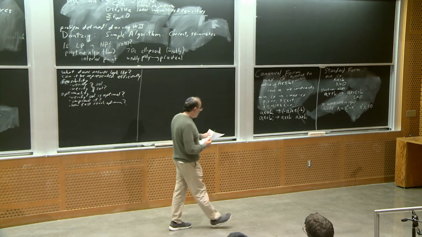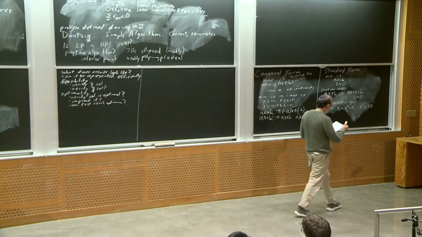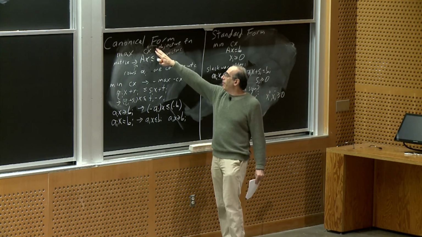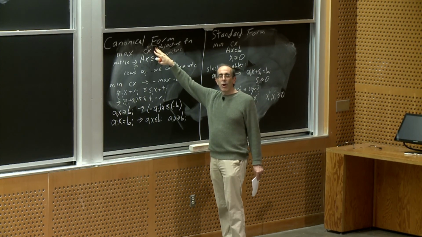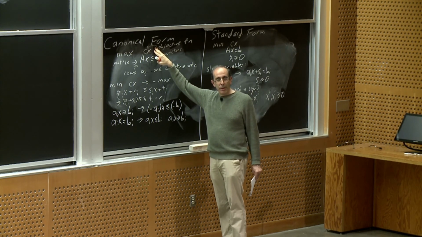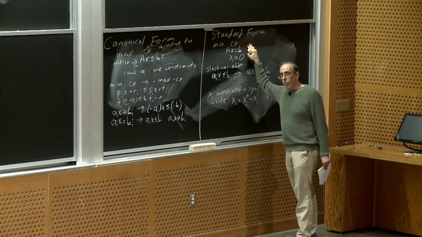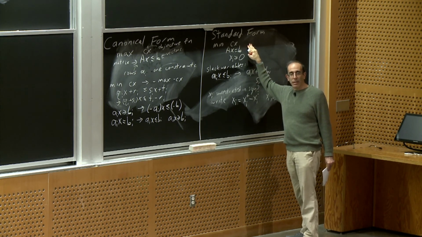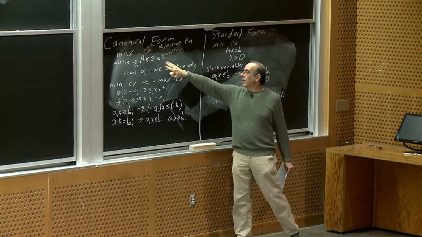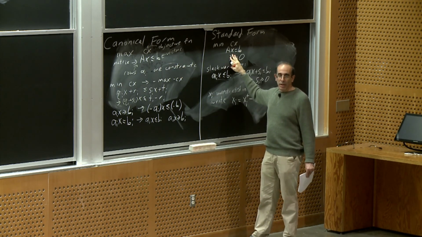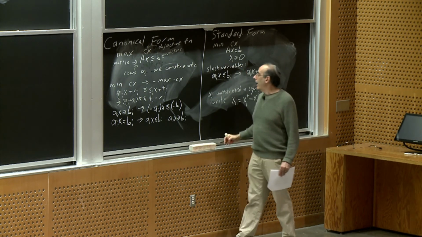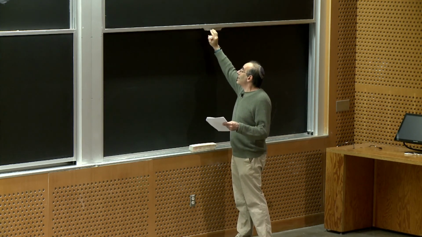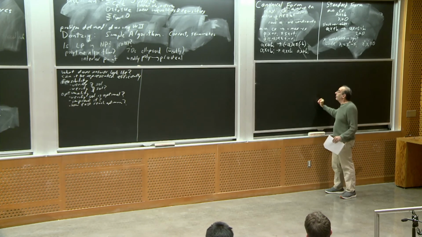OK, so now we have a canonical form and a standard form. I will say that the canonical form tends to be more elegant for proving theorems, and the standard form tends to be more important for implementing linear programming algorithms in practice. And there's actually a really cool connection between them that we will see next week. But for now, you can just think of them as two distinct representations of linear programs.